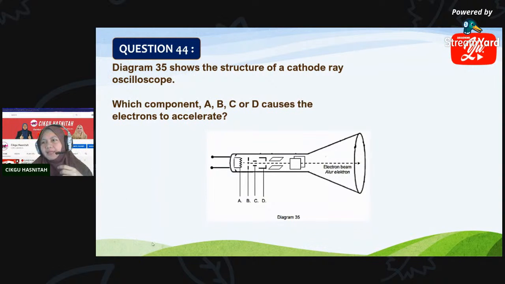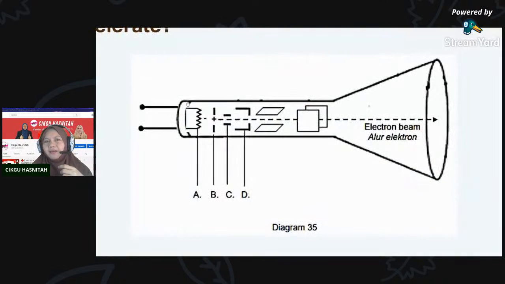Okay, before that, let's take a look at the structure again. What is A? You must know the name of all these parts. A is the cathode, where the electron beam comes from when the filament is heated.